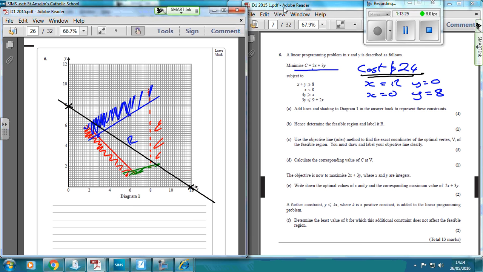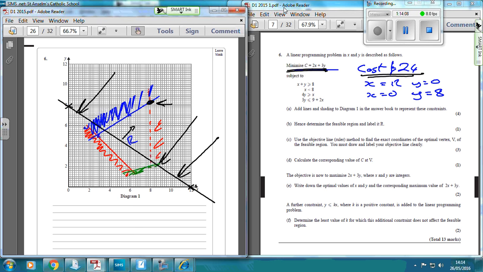Now, if you imagine that my ruler, because at the moment my ruler is actually on top of that black line, and then if I push the ruler up this way, I'm finding a maximum point. So if I keep pushing it up this way, I'm going to get to this point here. But what we want to do is minimize cost. So keeping the gradient of the ruler the same, I'm going to go the opposite direction. So I'm actually going to push my ruler in this direction here until I get to the very end point of my feasible region.